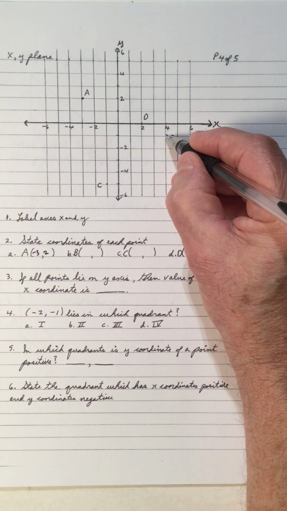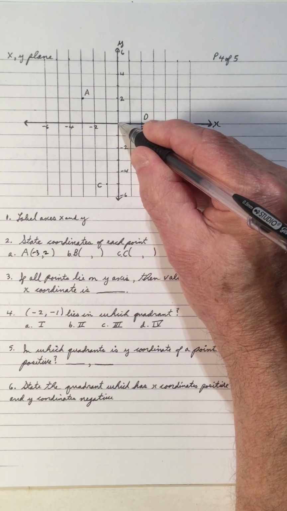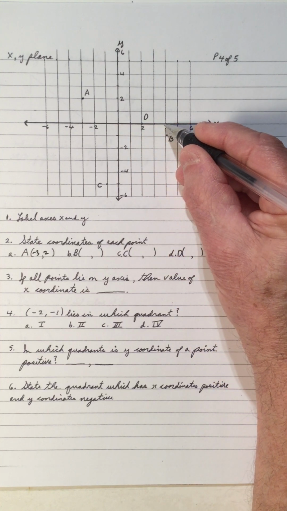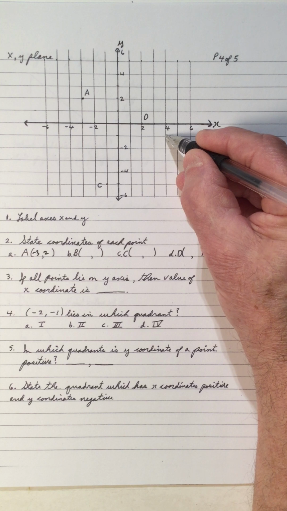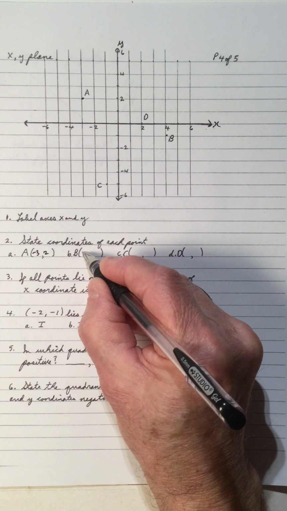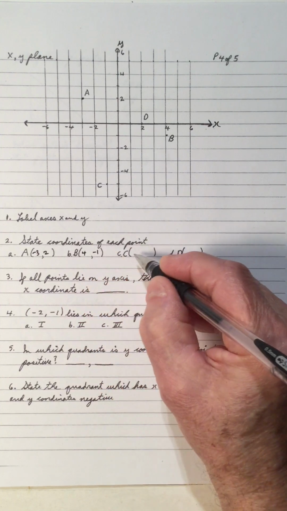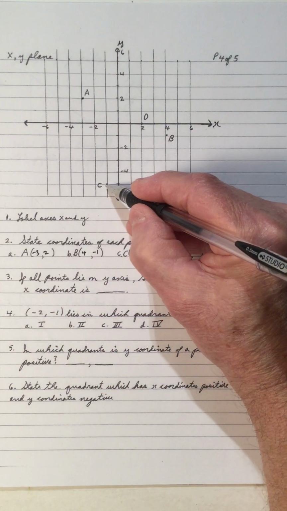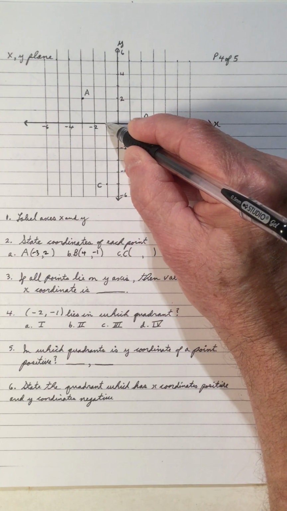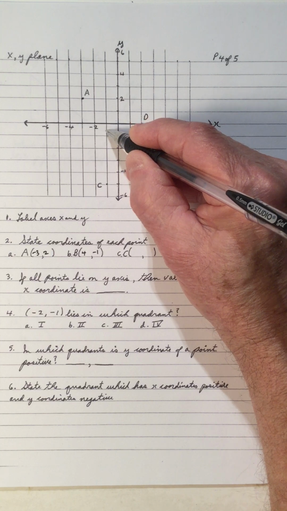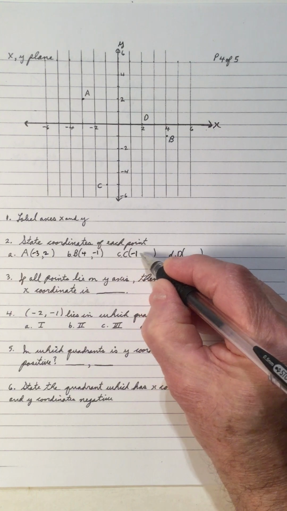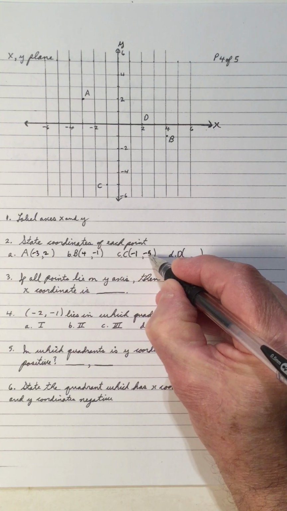B is here. Again, we start at the origin. To get to B, we go to the right. So that's 4 and down 1. So X is 4, Y is -1. 4, -1. C is right here. Again, start at the origin and we go on the horizontal first. So that's going left, that's -1. And then we go down to -5. So it's X is -1, Y is -5.